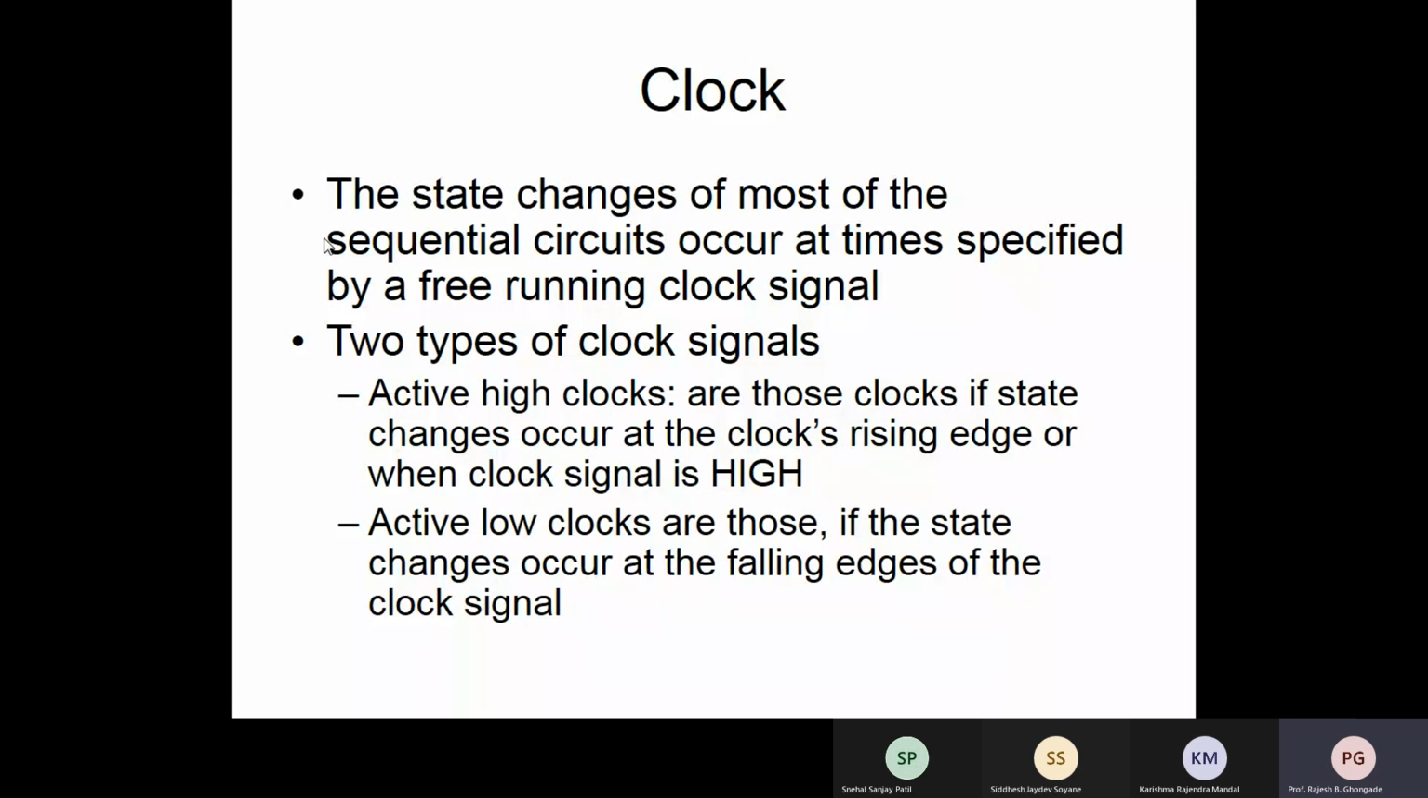Two types of clock signals are there. One is called the active high clock. Naturally, these are clocks where the state change will occur at the rising edge of the clock. And obviously the other way around, active low clocks are those where the state changes will occur at the falling edge of the clock signal.